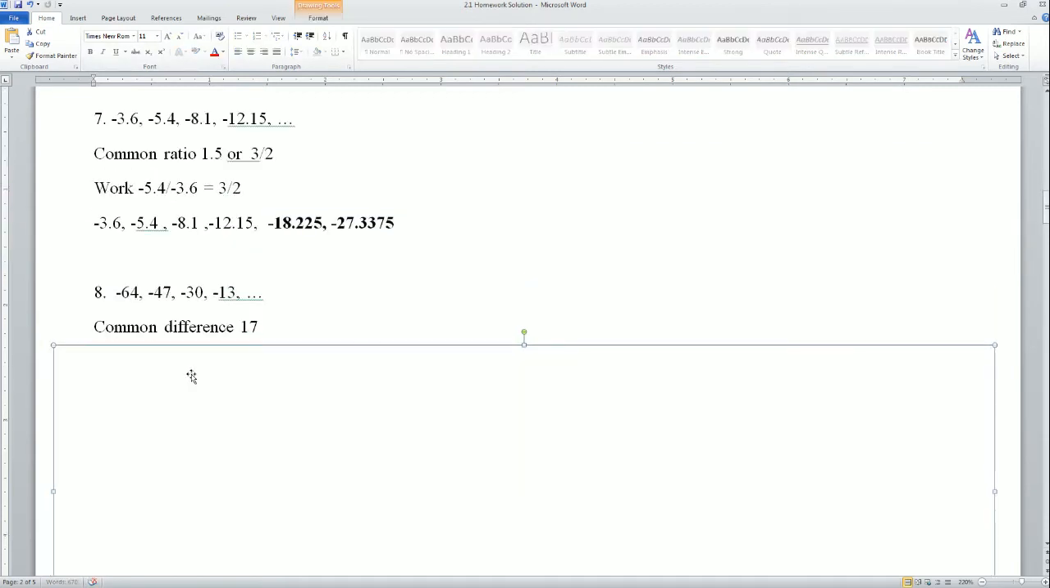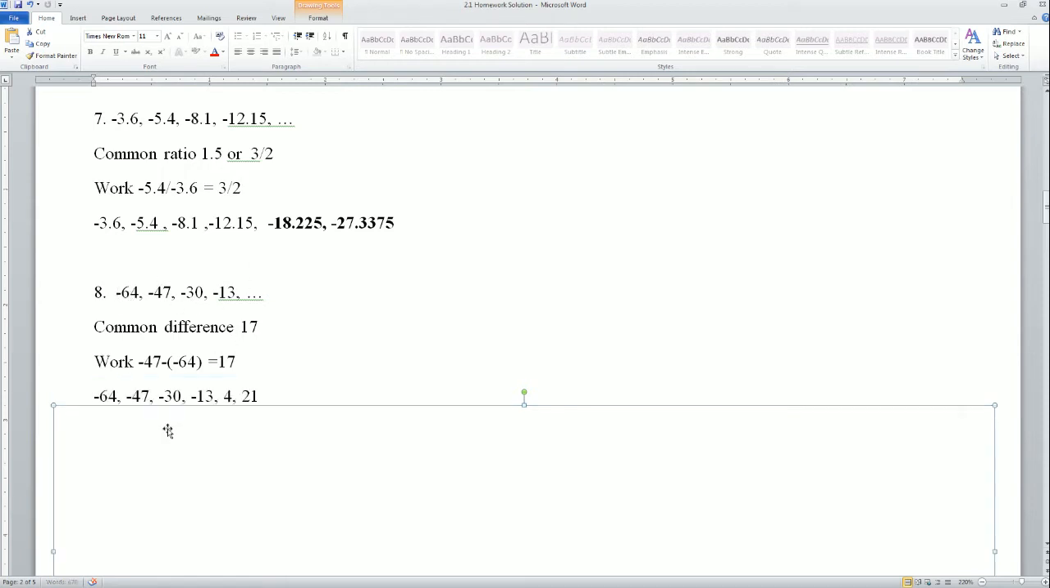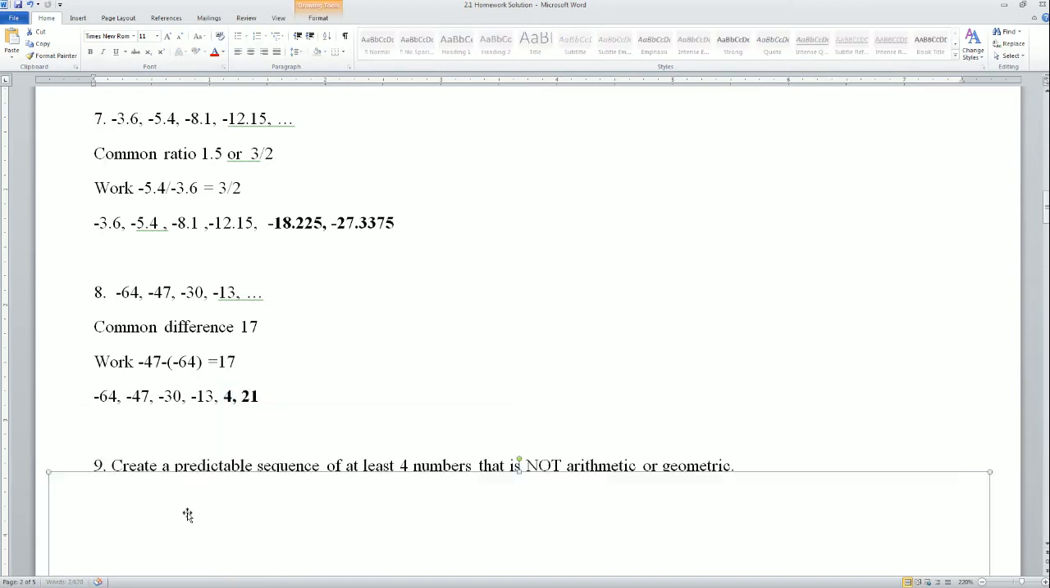Here's the sequence. Found that the common difference was 17. Here's the work. Negative 47 subtract parentheses negative 64 gets me my 17. Okay? Do you see how it's increasing? That's why the common difference is a positive number, right? Applying the common difference gets me the next two terms. It is increasing because the common difference is positive.